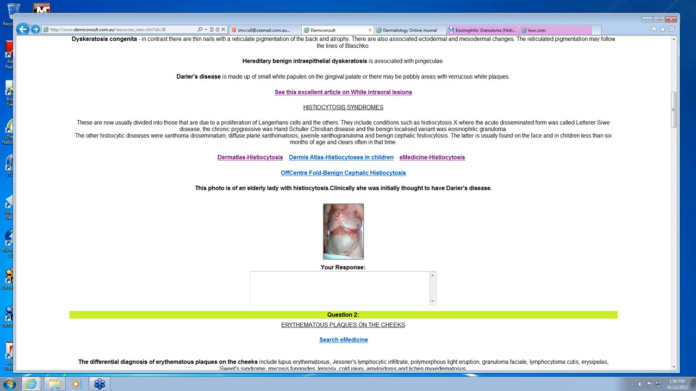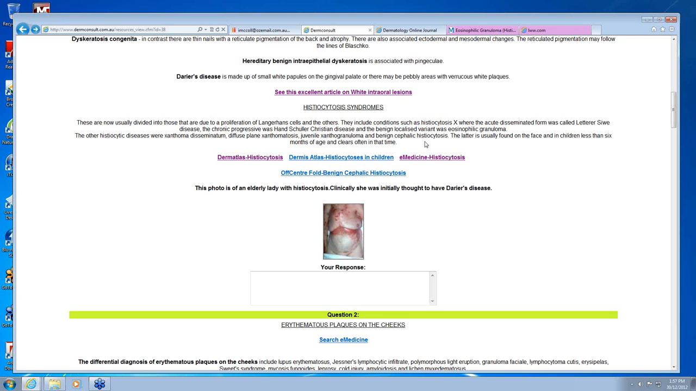There are the non-Langerhans cell histiocytoses as well, and these include xanthoma disseminatum and diffuse plane xanthomatosis. These patients will present with yellow plaques on the palms of the hands, often involving the creases. Juvenile xanthogranuloma, we'll see an example of this shortly. They can present in younger children, usually as solitary, sometimes multiple yellow papules, particularly on the face. And there's this other condition, benign cephalic histiocytosis.